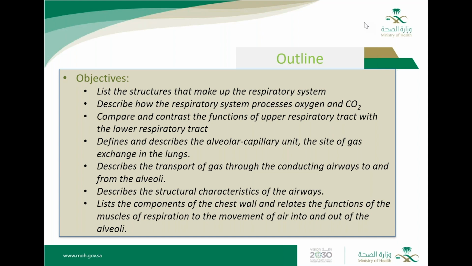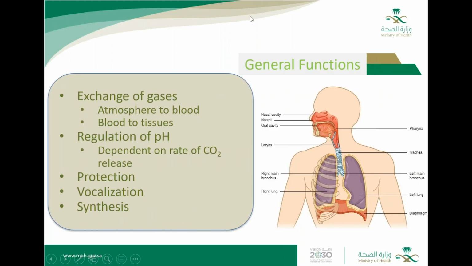The respiratory system has two primary functions, but it also has ancillary functions that we have to remember. One of the primary functions is the exchange of gases. The exchange of gases happens in two ways that we're going to explain a little bit later: between the atmosphere and the blood, and then from the blood to the tissues.